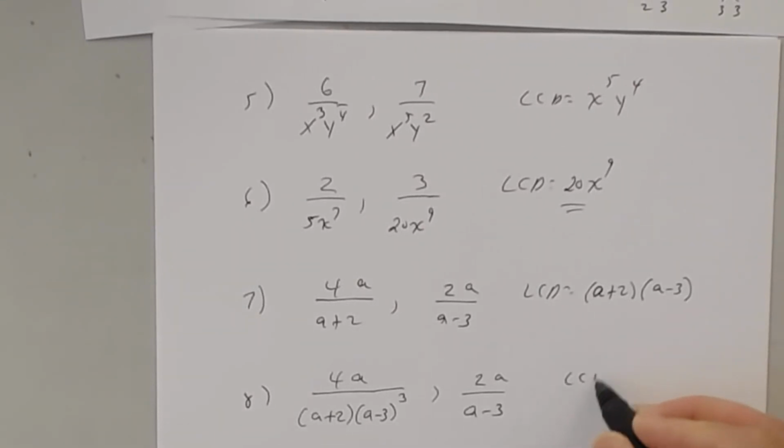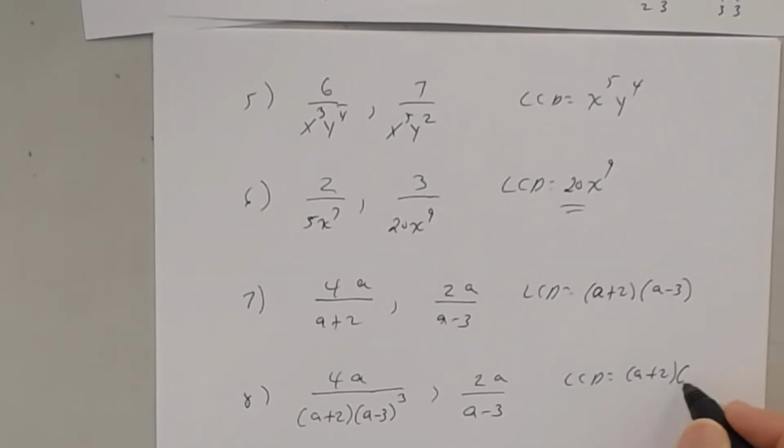What I would do first in this one is just figure out what factors I need to begin with. In my LCD, I need at least how many factors? An a plus 2 and a what? A minus 3. So I need those in there. Now the question becomes, how many of each do I need? So let's talk about that.